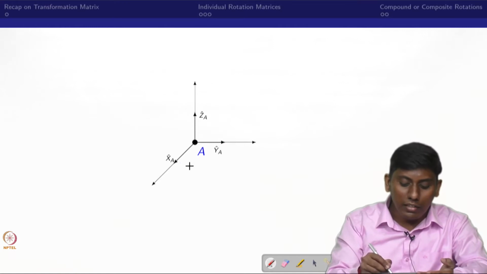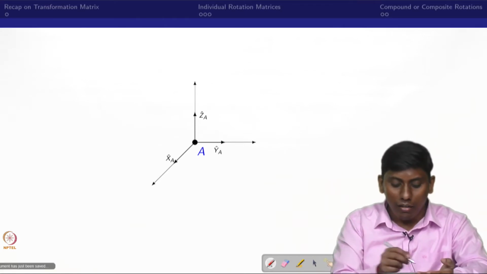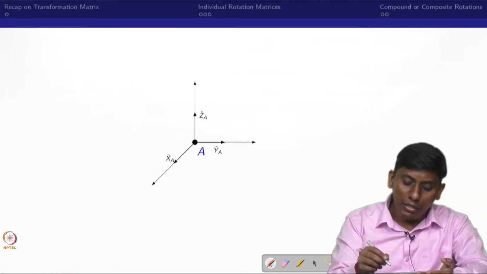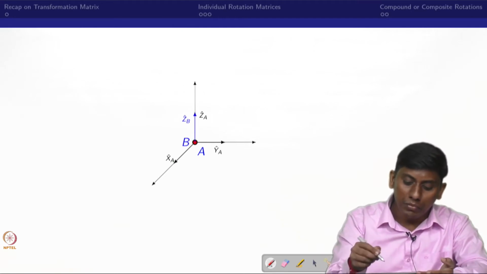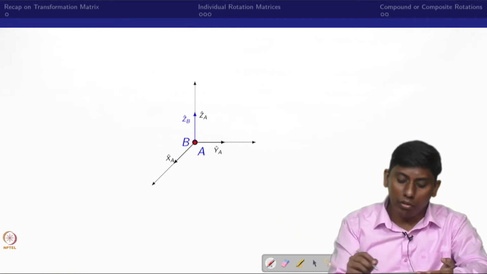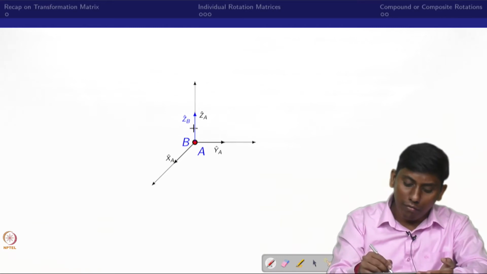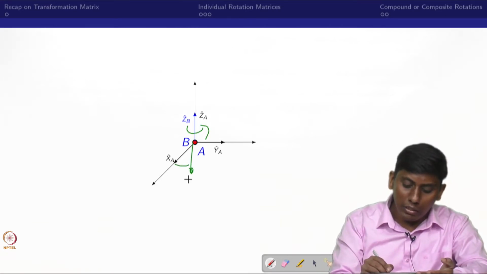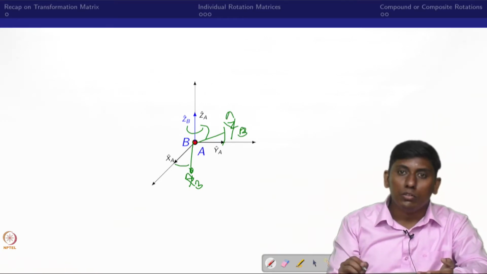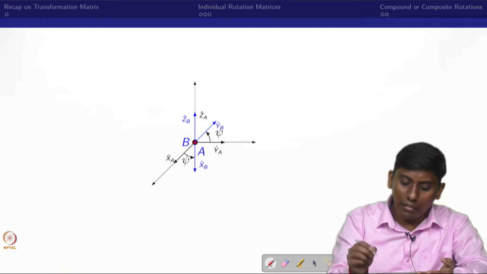The Z axis we can easily realize, but still we'll bring it back. Now we bring the B frame where ZB coincides with ZA, and we rotate. XA becomes XB cap, and YA becomes YB cap. This is what we did here, right. The angle we call phi.